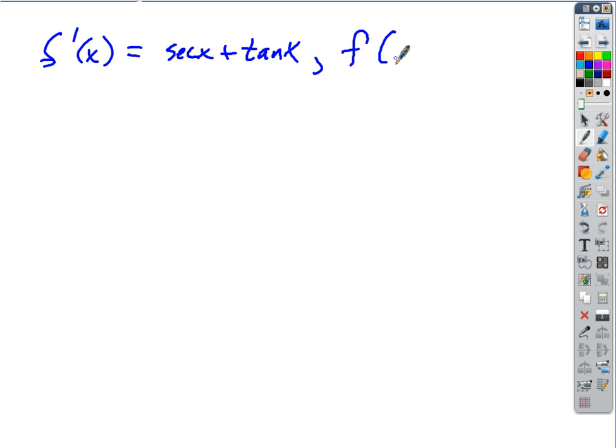So what's the answer to that? We're going backwards. What is secant x?